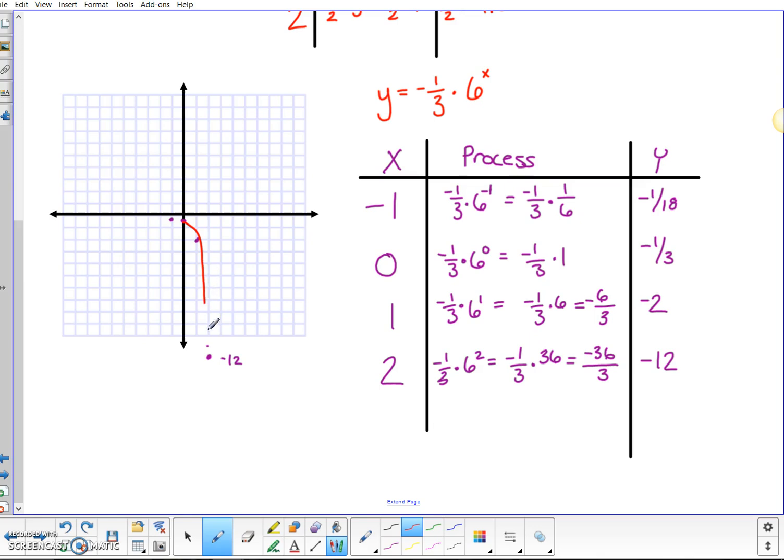And then again, you're going to draw a swoosh, and you want it to keep going, arrows in both directions. And you don't want to touch your x-axis, but you want to ride right along it. Okay? Exponential function y equals -1/3 times 6 to the x. It grows really big in a negative way because it started with that negative coefficient.